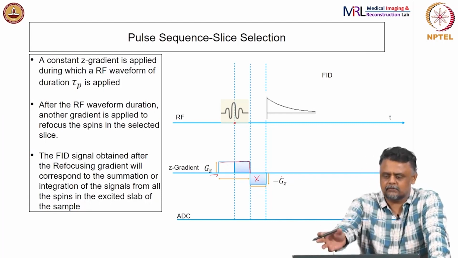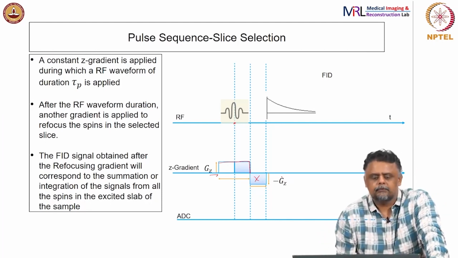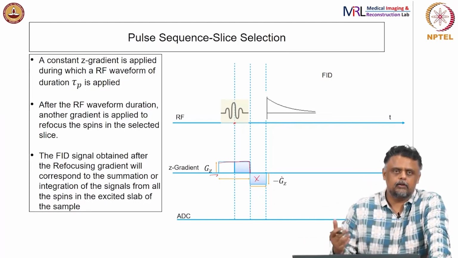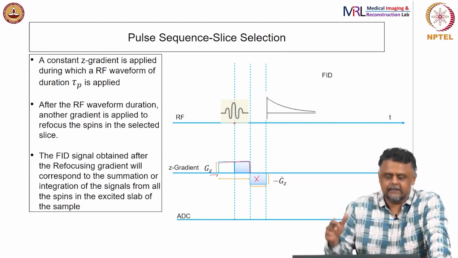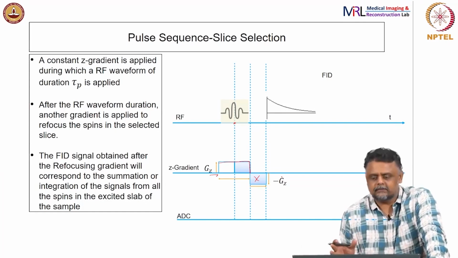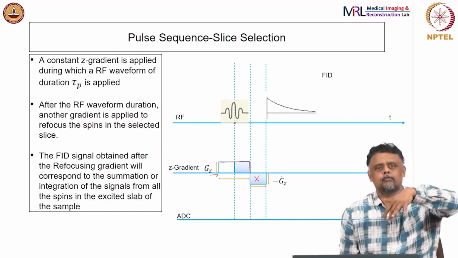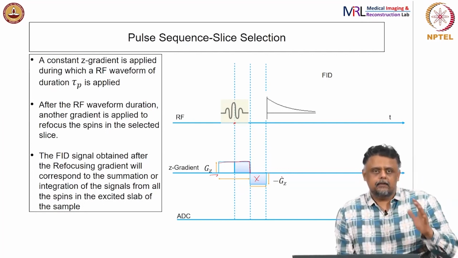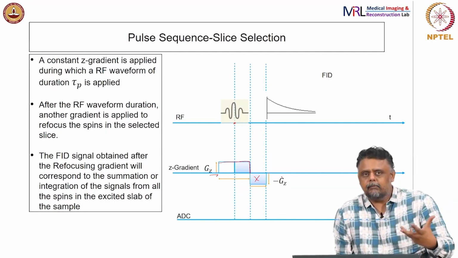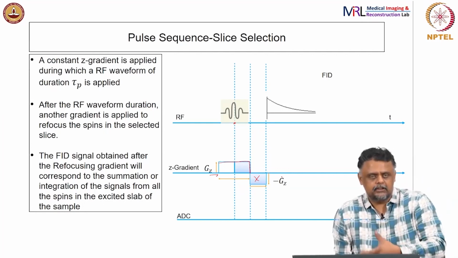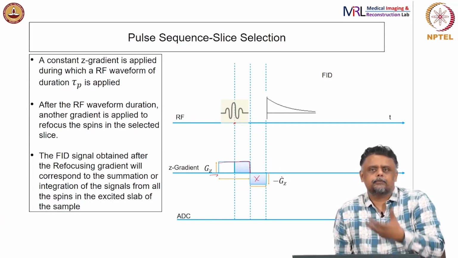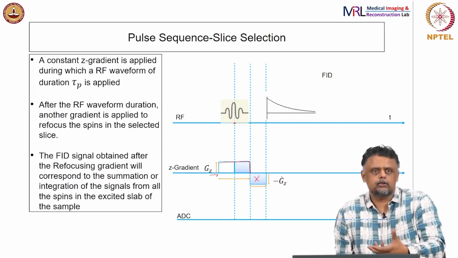Of course, FID is actually very difficult to measure. You typically measure something called the echo. We will talk about that later, but this is the slice selection process. The way you do slice selection is, along with the RF pulse, you turn on the z gradient. Now again the z gradient is determined by which position and how thick a slice you want to image.